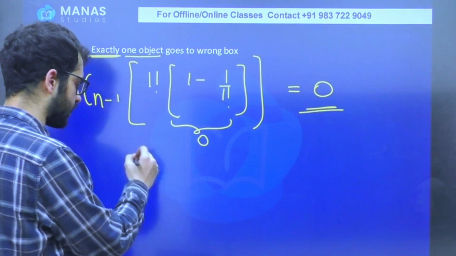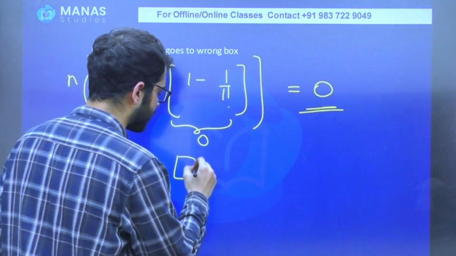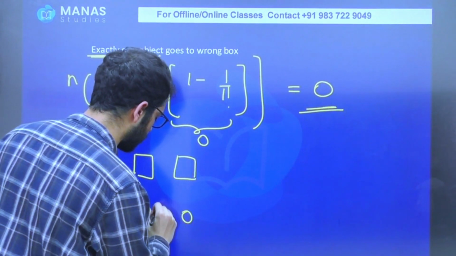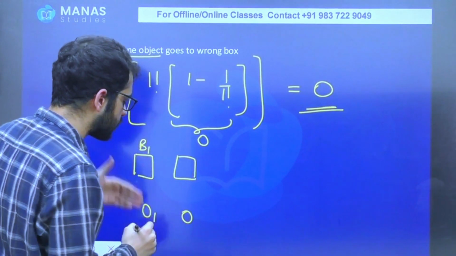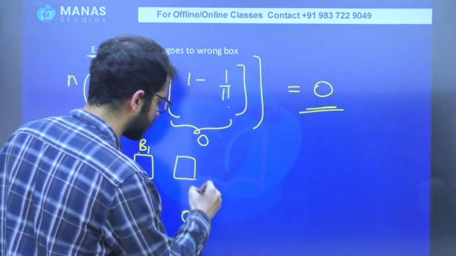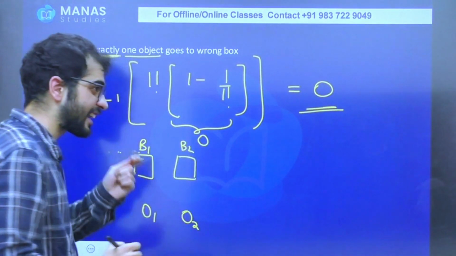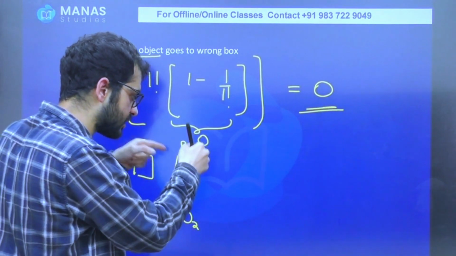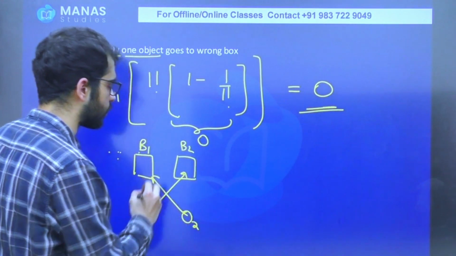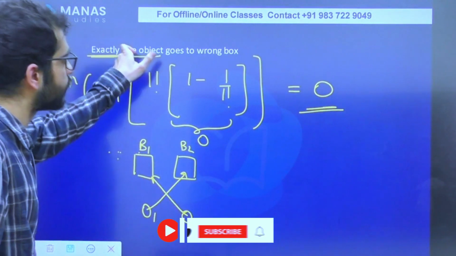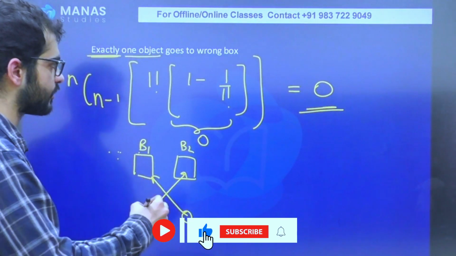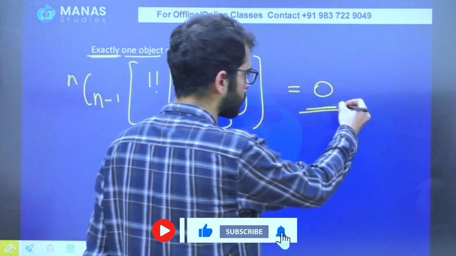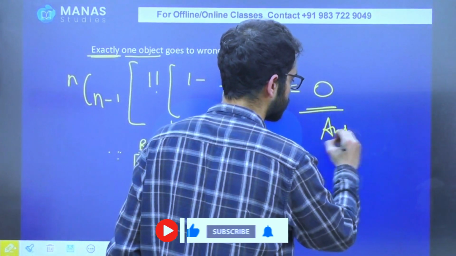Because if object 1 was intended to go in box 1 and object 2 was intended to go in box 2, but exactly one object goes in the wrong box, then the object जो B2 में जाना चाहिए था, it will also go in the wrong box. So it is impossible for exactly one object to go in the wrong box. इस वजह से the number of cases would be 0 and that will be the answer to this question.